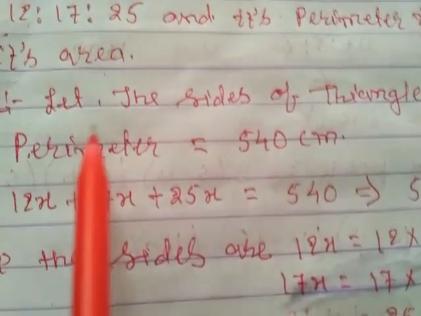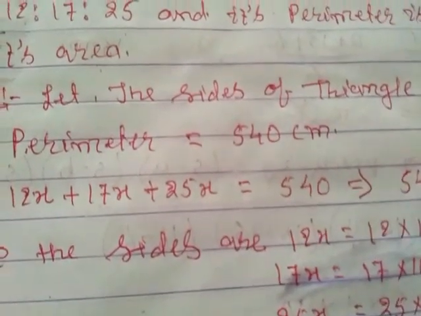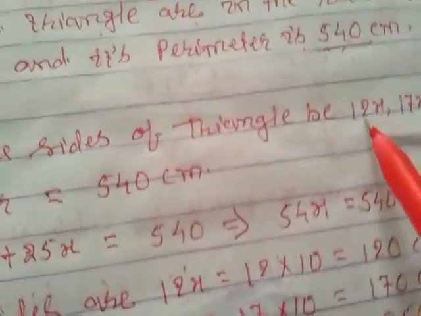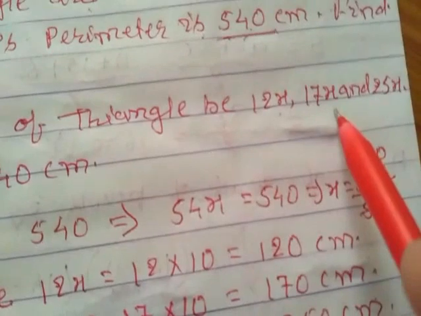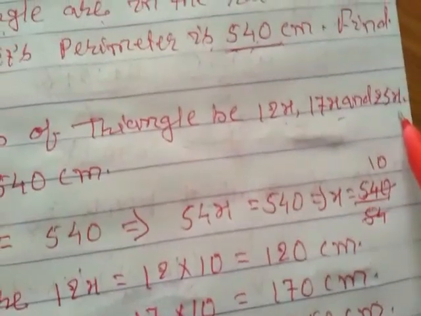On adding them together, we have 54x equals 540. On further solving, x equals 540 by 54. So 540 divided by 54 is 10. So we have got the value of x as 10.